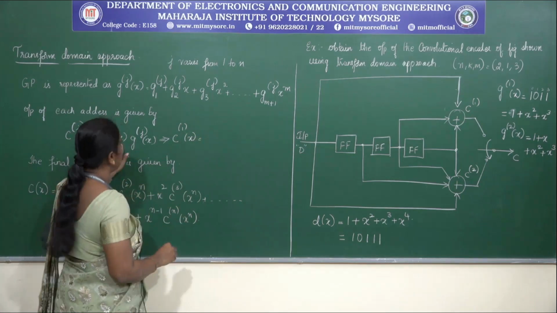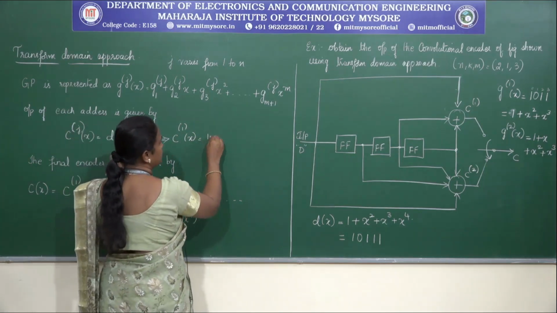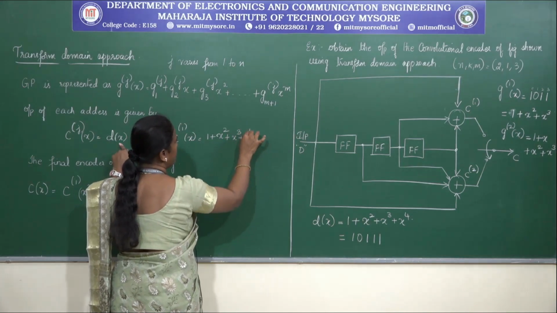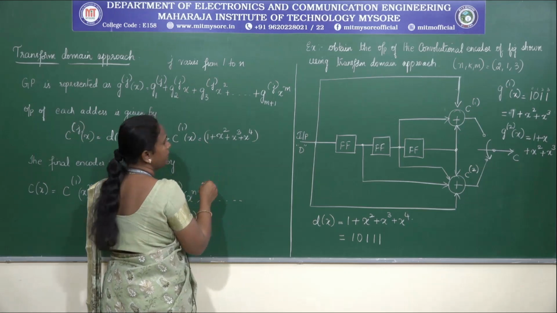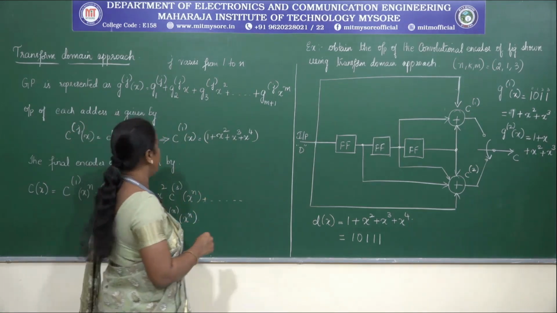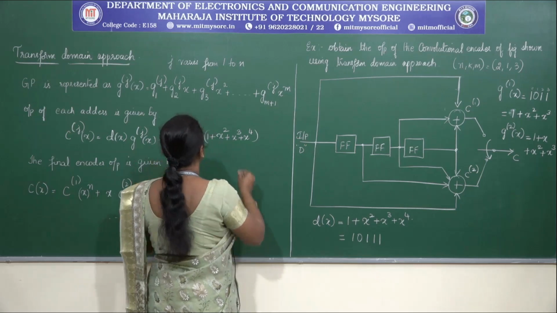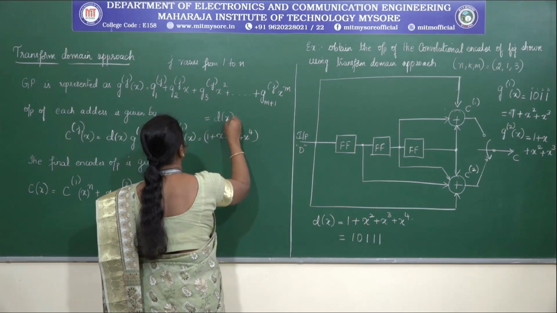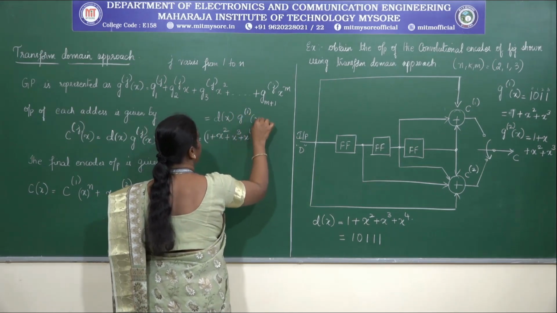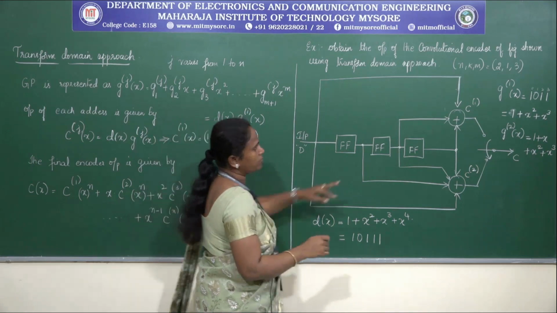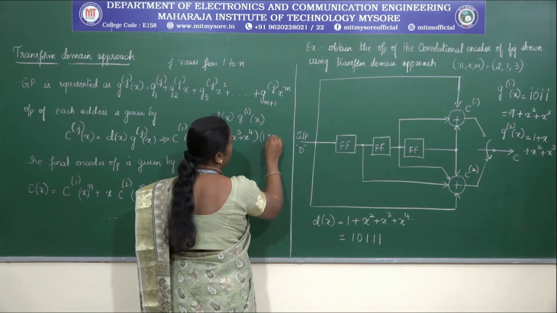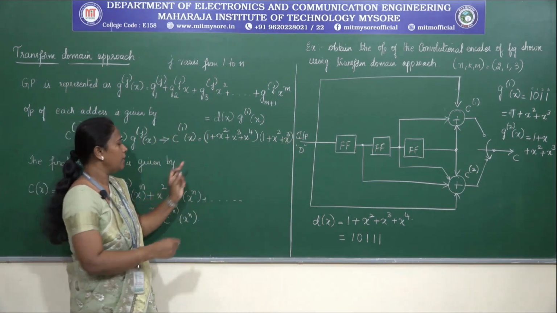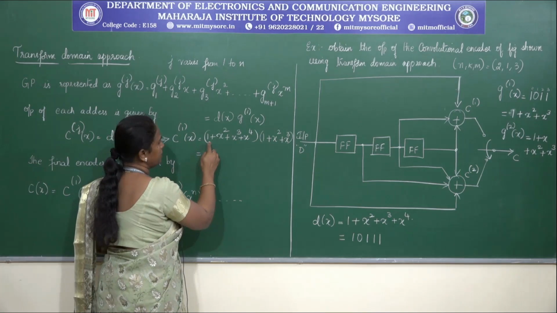So first you are going to find c1 of x. So c1 of x is equal to d of x, which is 1 plus x square plus x to the power of 3 plus x to the power of 4, multiplied by your gj of x, which is g1 of x. So I can write this as d of x into g1 of x. So g1 of x means it is multiplied by 1 plus x square plus x to the power of 3. Okay. So now we are going to multiply this.